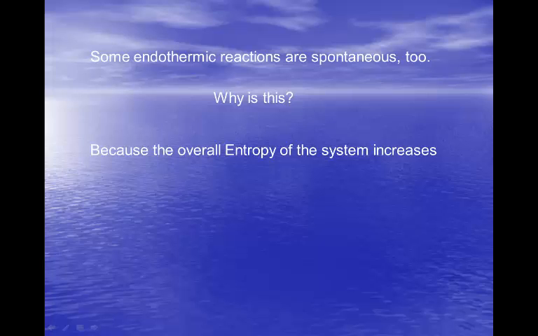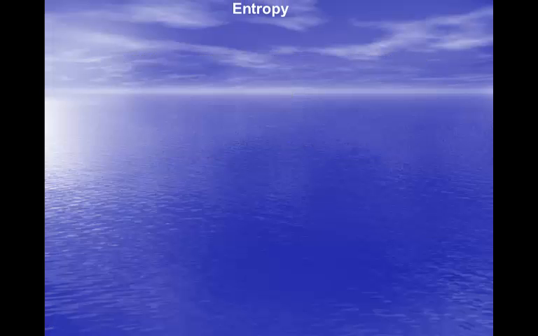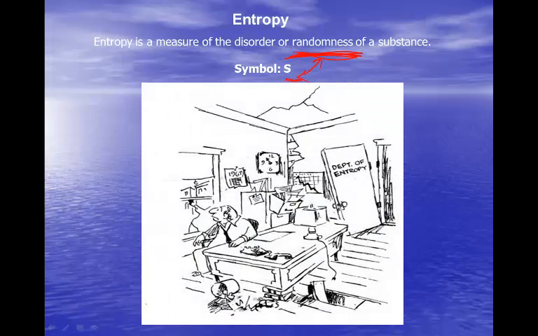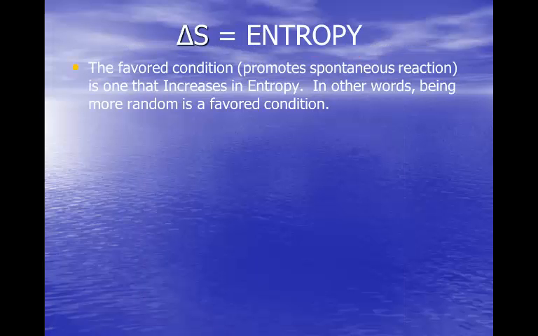So you're saying to yourself, she said increase in entropy. What does that mean? Let's drop right into the next slide with entropy. Entropy is a measure of the disorder or randomness of a substance. The more different ways a substance can be, the more random it is. The symbol is S, which has nothing to do with the word entropy. It's totally random. So delta S is entropy.